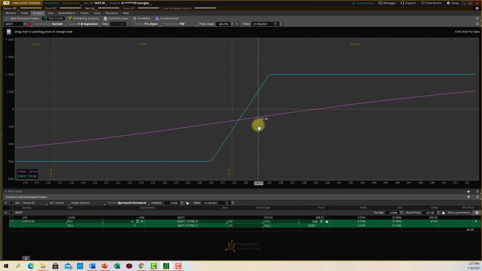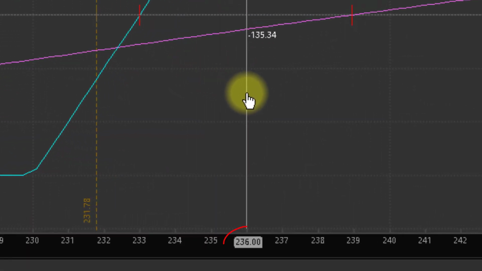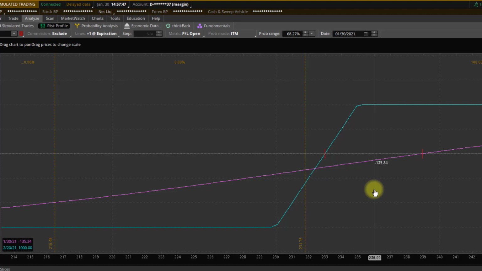So for instance, let's say that we just bought this spread for $3 and the stock goes up to 236. So let's line it right up there to 236. And now look straight up. Do you see where the white line crosses the purple? It shows minus 135.34. We would be down about $135 if the stock hit 236 today. Now, what would we have for a profit or loss if it happened at expiration? Well, that's the blue curve. So look straight up above to the blue curve, and that lines up at our maximum gain of 1,000.